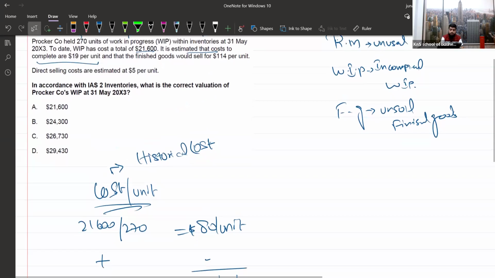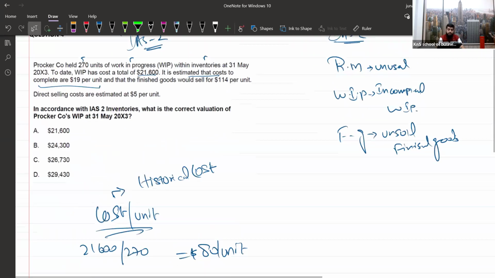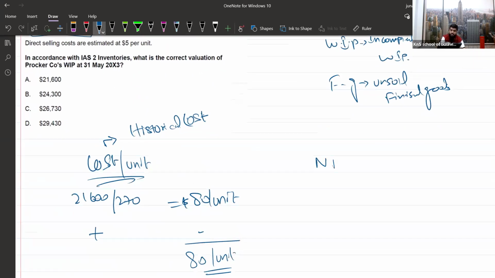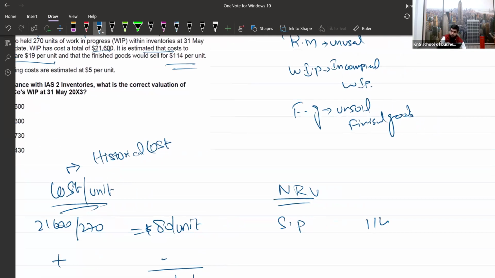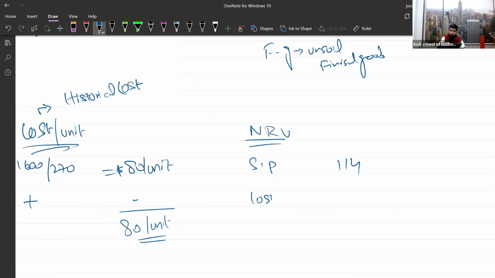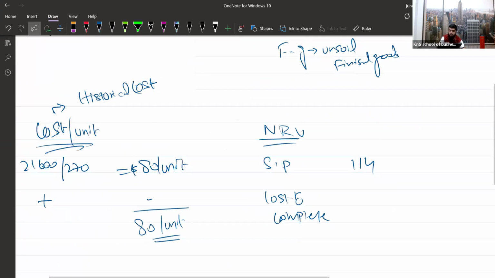What does it represent? That represents the estimated selling expense. It means it is the estimated cost to complete. This will be considered as an estimated selling expense. So NRV is basically the estimated selling price, and the estimated selling price is 114. The estimated selling expense is $19 per unit. That is cost to complete, and the cost to complete is $19.